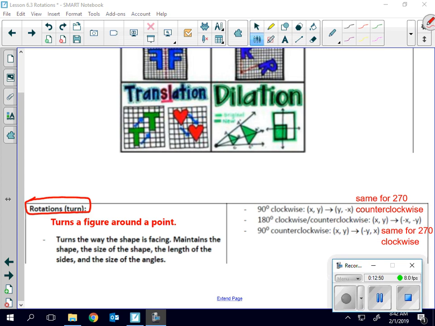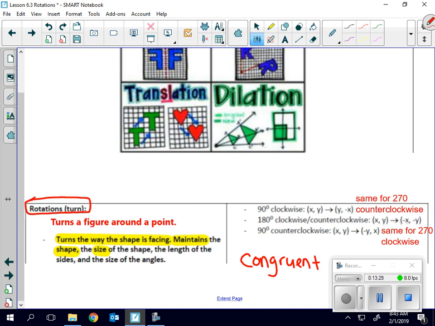Okay. Let's also highlight or underline this stuff here. We want to know that it turns the shape. It turns the way the shape is facing. So that is significant to know. And also that it maintains the shape and size and everything else. But those are the most important parts. If it maintains its size and shape, there's a vocabulary word that we know there. Do you remember what it is? I'm going to write it over here. It stays congruent. Same size, same shape. It's at the bottom of your graphic organizer if you forget.